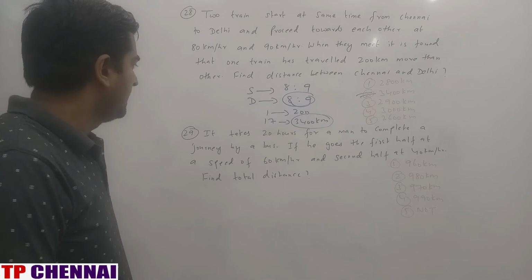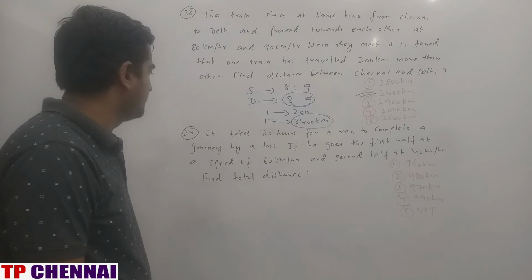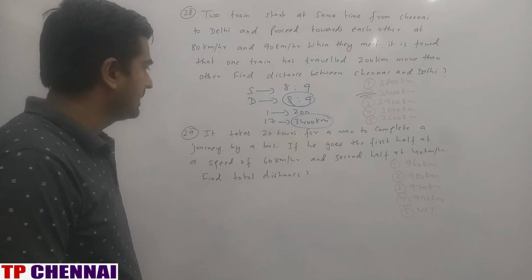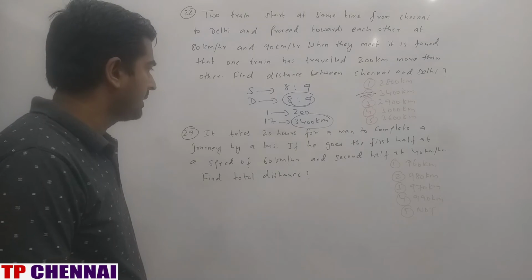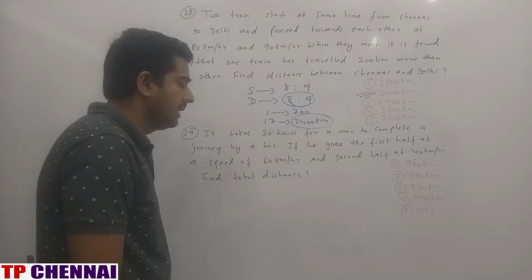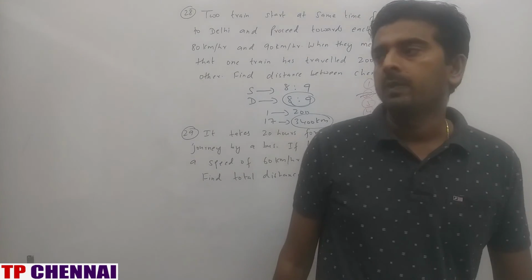Next one. It takes 20 hours for a man to complete a journey by a bus. If he goes the first half at a speed of 60 km per hour and the second half at 40 km per hour, find the total distance.